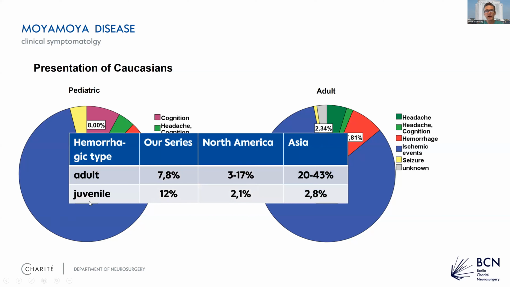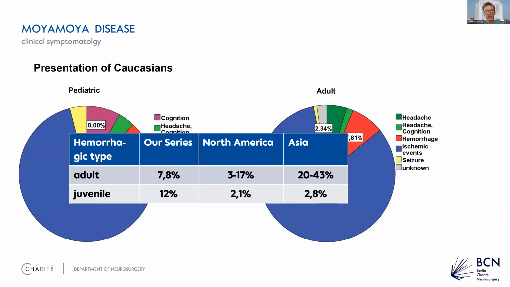If we compare our results, our epidemiology, with North America, with the Hispanic series and with the Asian series, it becomes clear that pediatric patients, especially Caucasians, have a high incidence of hemorrhagic presentation, while in the Asian population, many more would present with hemorrhage among the adult patients.